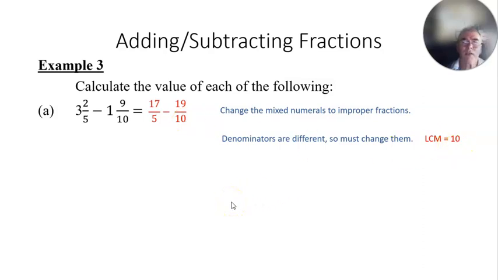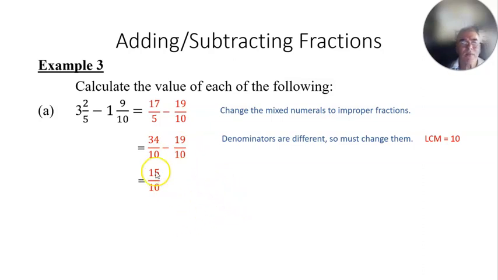So going to make them both out of 10. You notice the second fraction's already out of 10, so I don't need to change it. But to change this one, I would have to multiply that by 2, and then 17 times 2 gives us 34. Now that we've got the denominators the same, 34 take away 19, and that gives us 15 over 10.